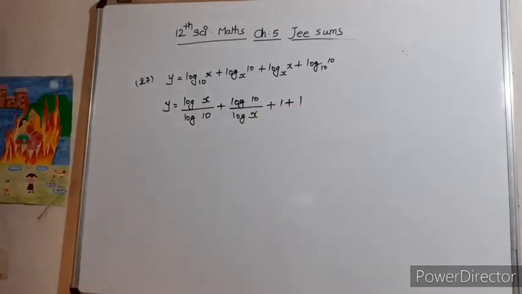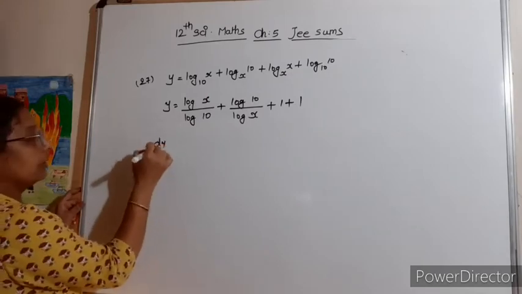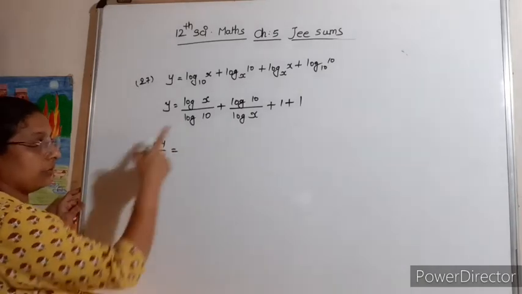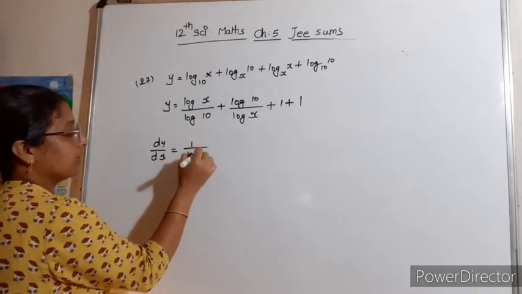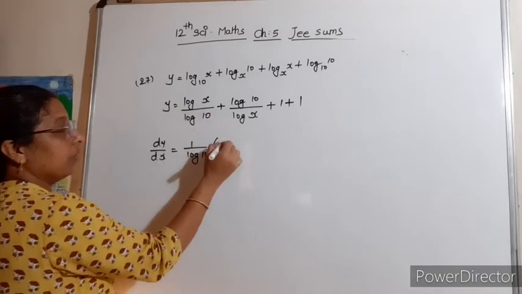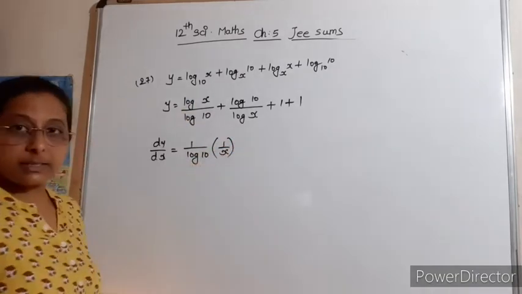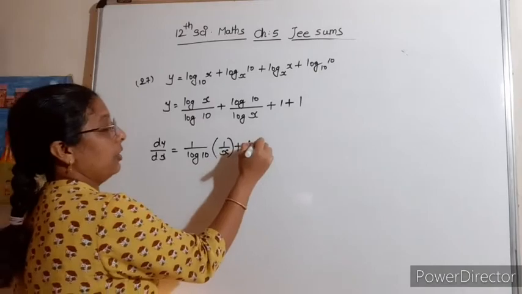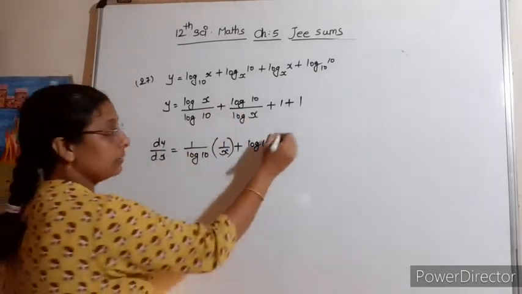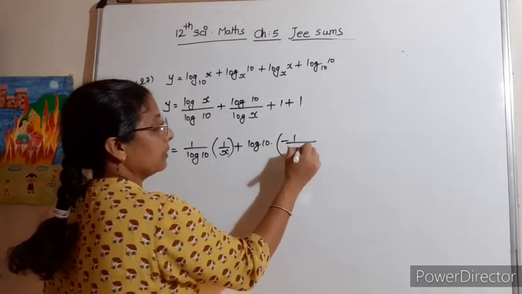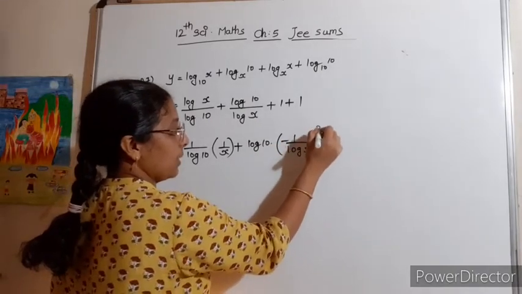Now what? We'll find the derivative on both the side. So dy by dx equal to, ये log 10 constant है, so take it as it is. Derivative of log x 1 upon x plus log 10 is constant. 1 upon log x की derivative minus 1 upon log x the whole square.